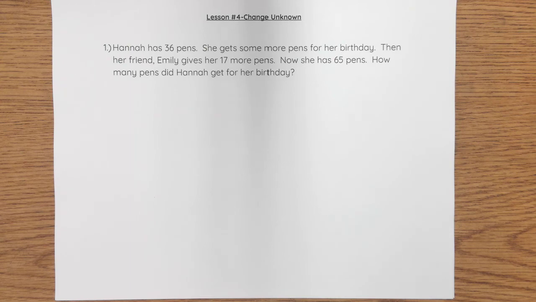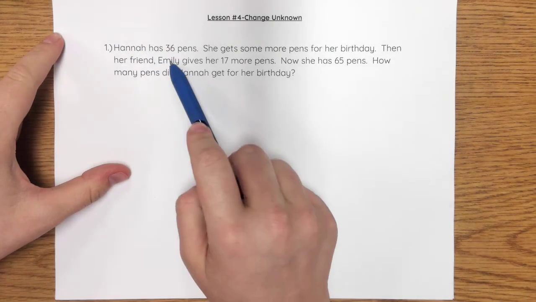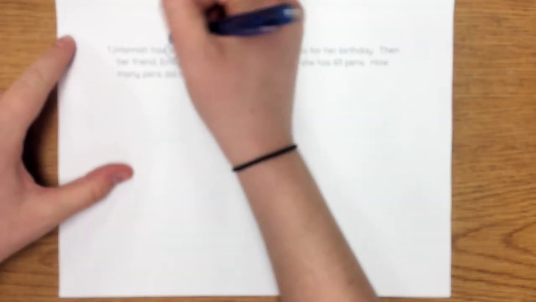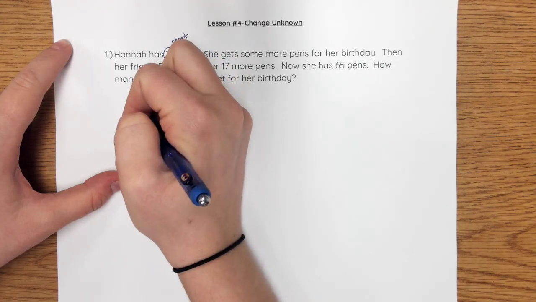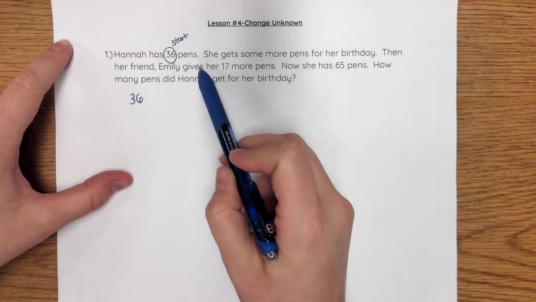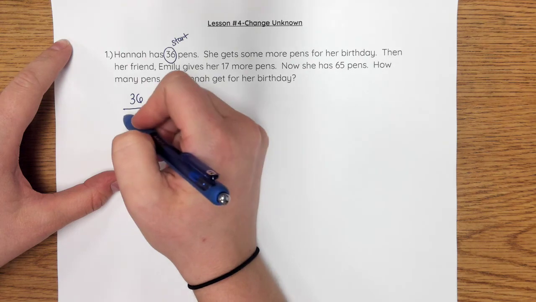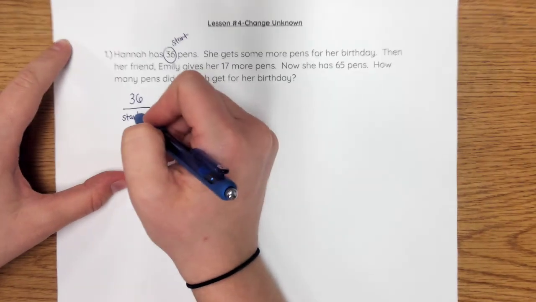So when I'm thinking of this word problem, I'm going to go back and annotate what I know so far in my problem. So I know it says Hannah has 36 pins. So she's starting with 36 pins. And so I know that she has a start of 36 pins.